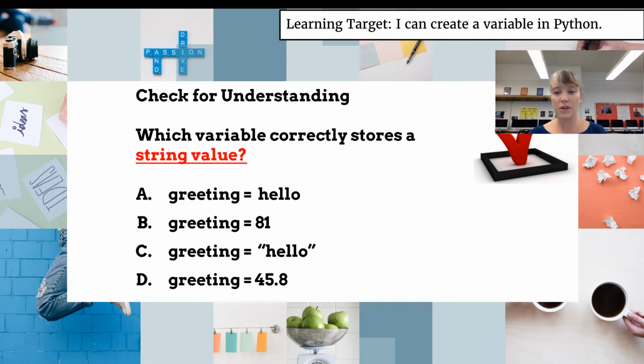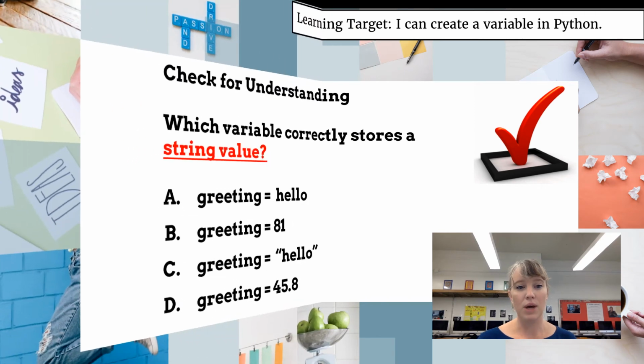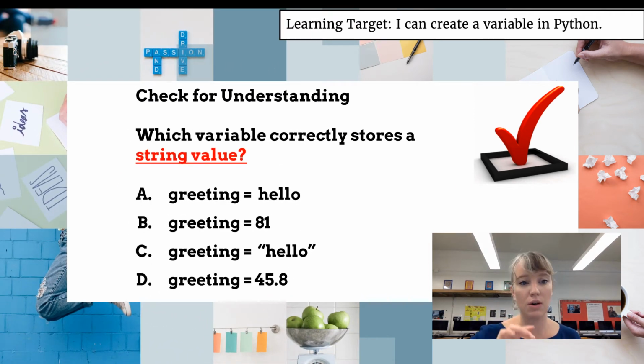All right, so here's another check for understanding, so pause the video and I'll see you back in a couple minutes. Okay, so here, the variable that correctly stores a string value is going to be just C, all right? The problem with A is it doesn't have quotes around it, all right? The name is fine, equal to symbol, great. Everything on the left of where I'm pointing right now is perfectly fine. It doesn't have quotes though.